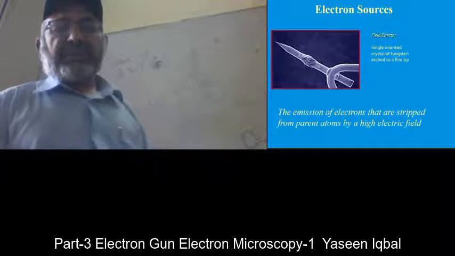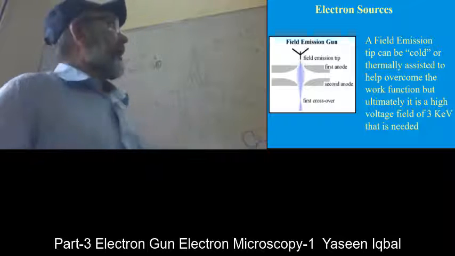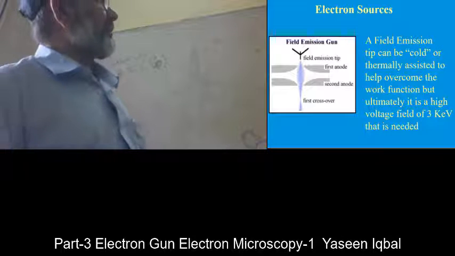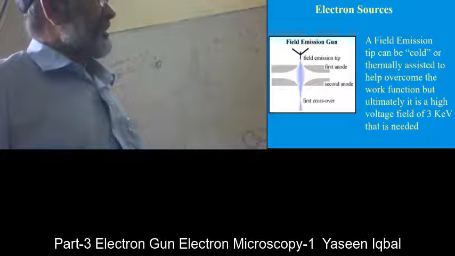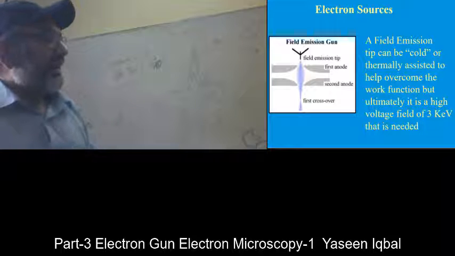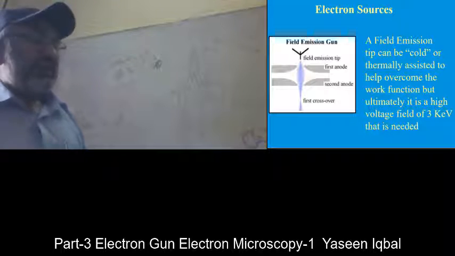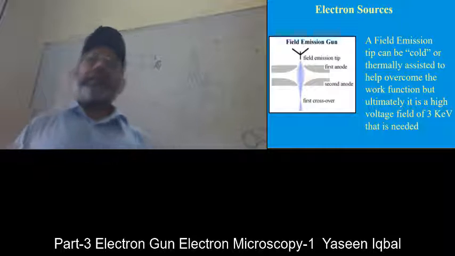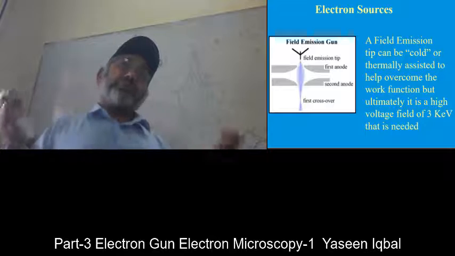The emission of electrons that are stripped from parent atoms by a high electric field, and a field emission gun tip can be cold or thermally assisted to help overcome the work function, but ultimately it is a high voltage field of 3 keV that is needed. So in thermionic emission, you heat the filament to give you the electrons.